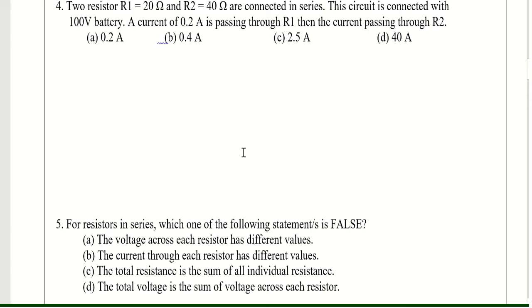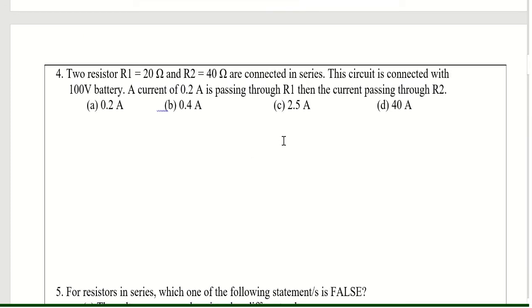Now the question number 4 says: two resistors R1 20 ohm and R2 40 ohm are connected in series. This circuit is connected with 100 volt battery. A current of 0.2 ampere is passing through R1. Then the current passing through R2 is how much?